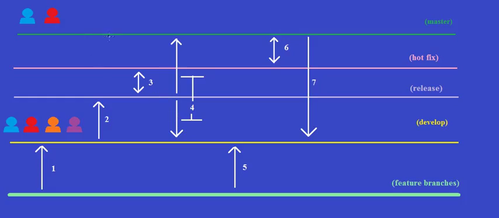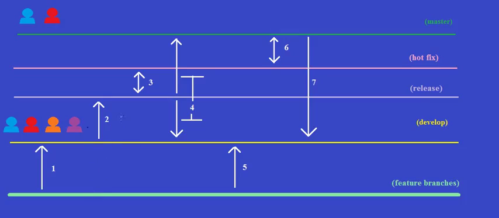So we still have our master branch containing all production code, our develop branch containing all code developed but not released, and our feature branches containing all code currently being developed. The difference begins when a release occurs.